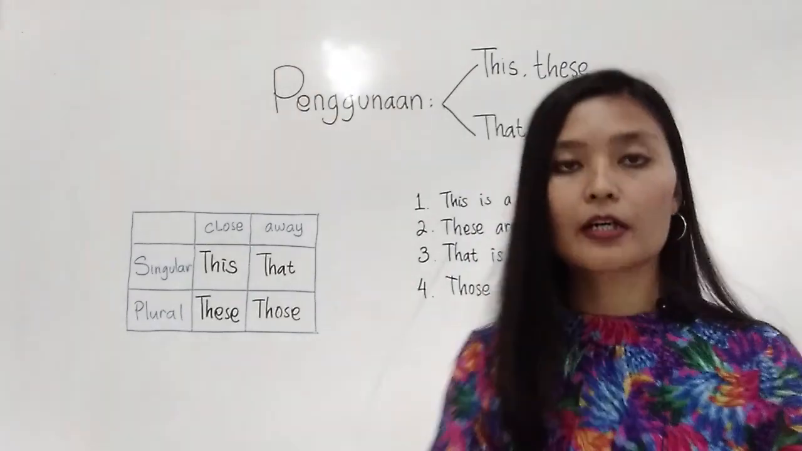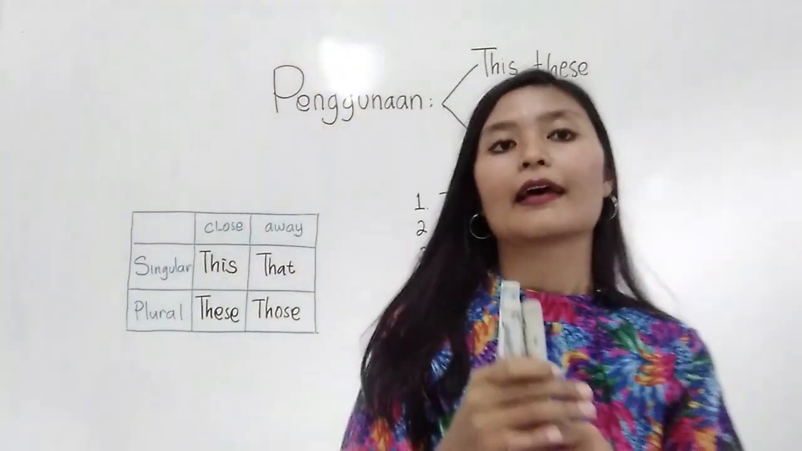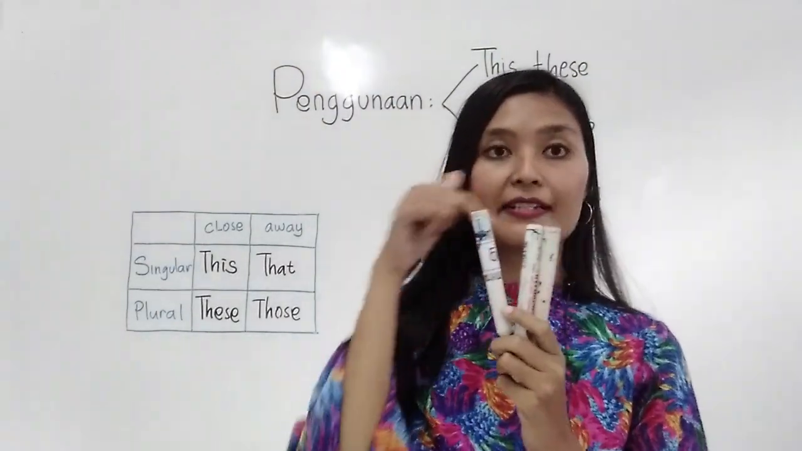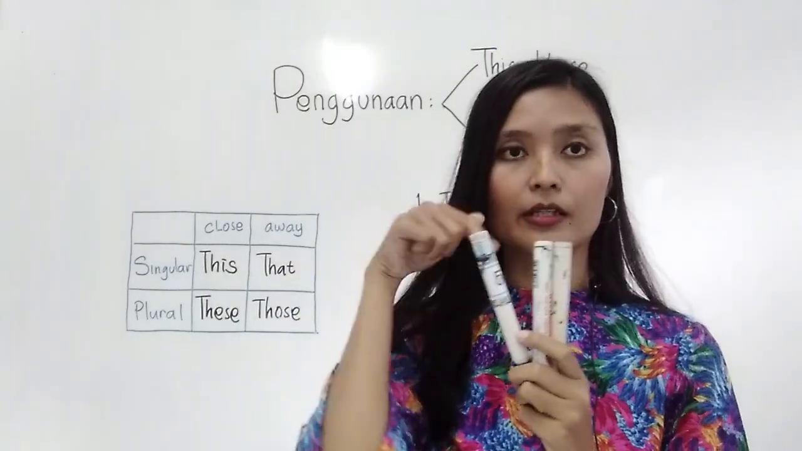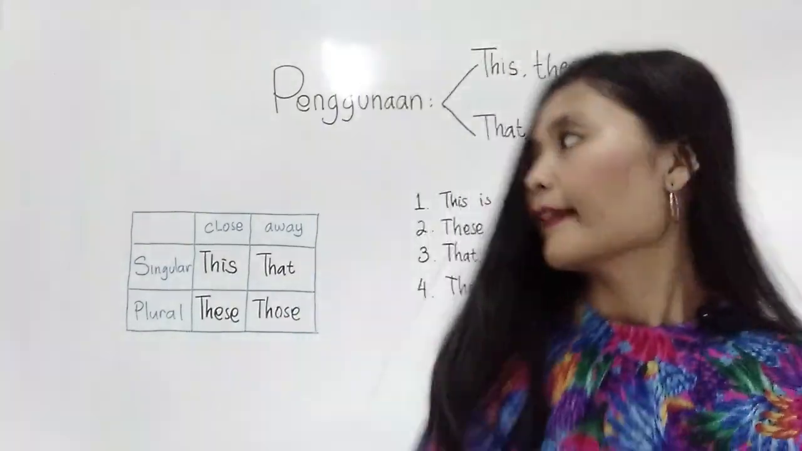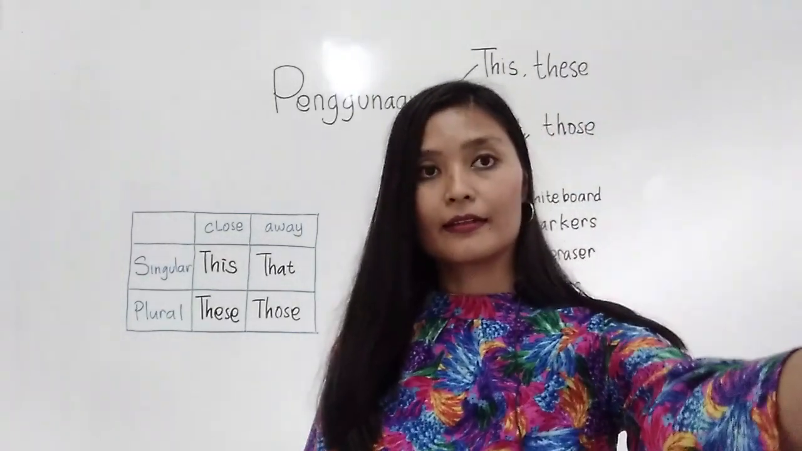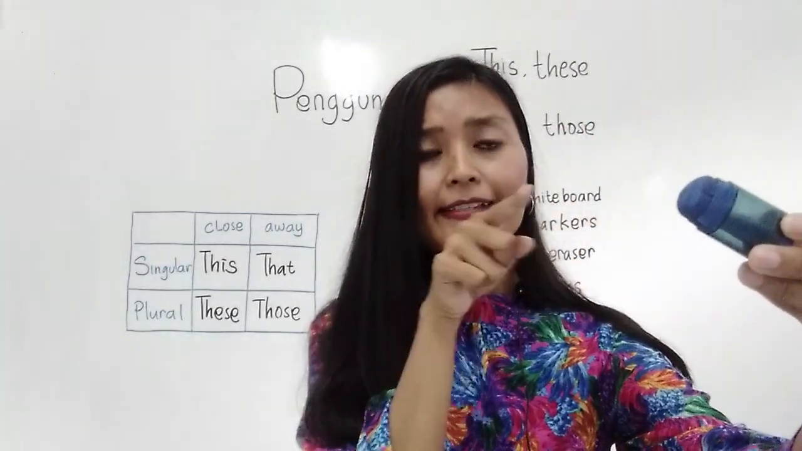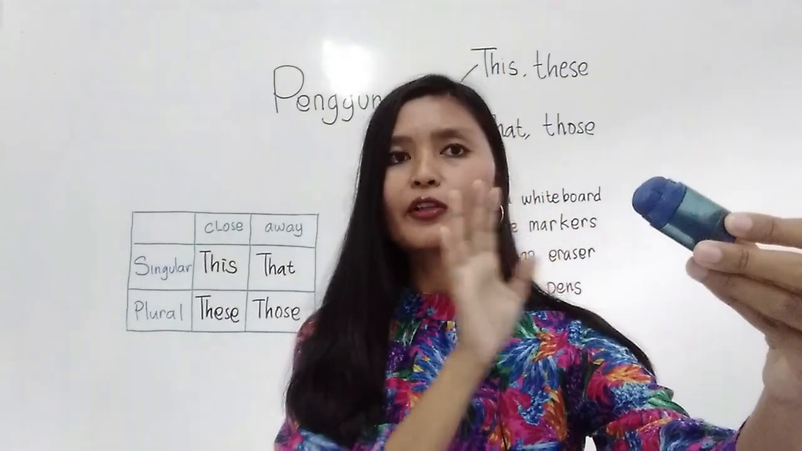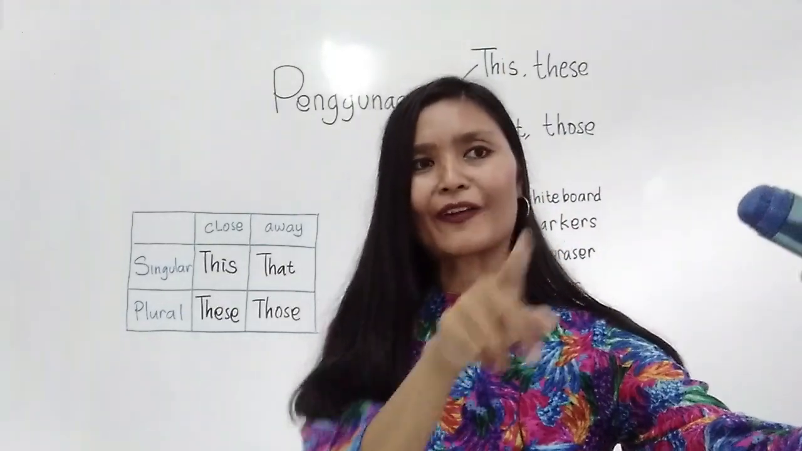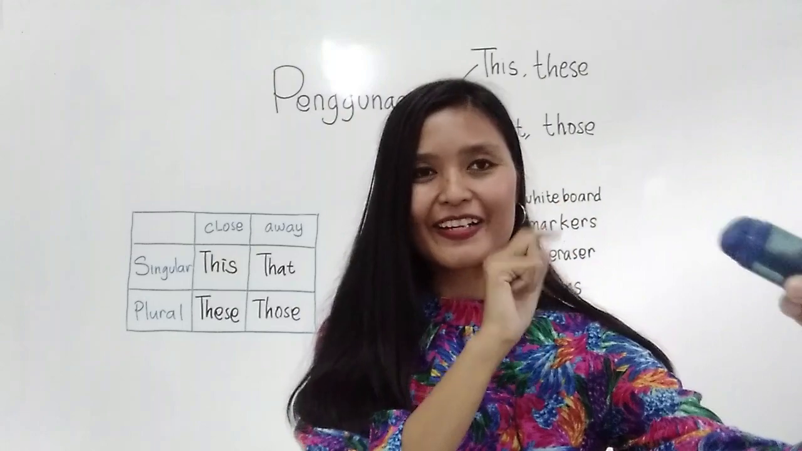These are markers. So I have 3 markers. So I will say these are markers. Next, that is an eraser. Okay, that is an eraser. I don't touch it. That is not my hand. Okay, that is an eraser.